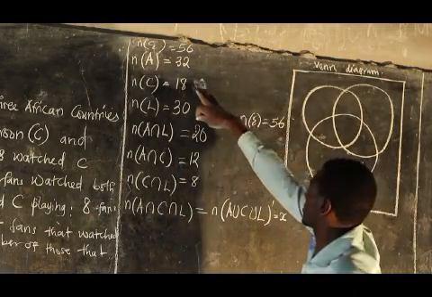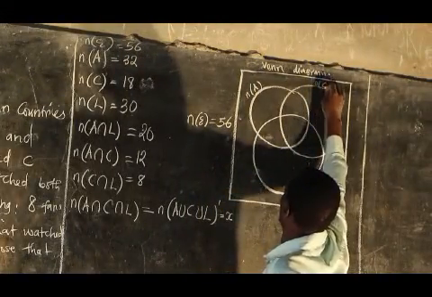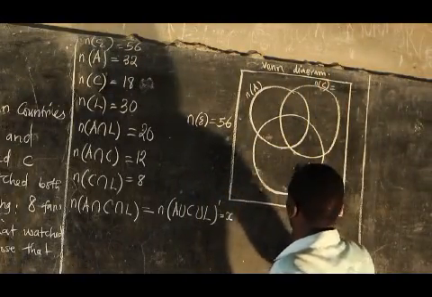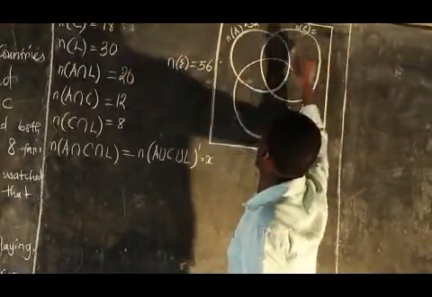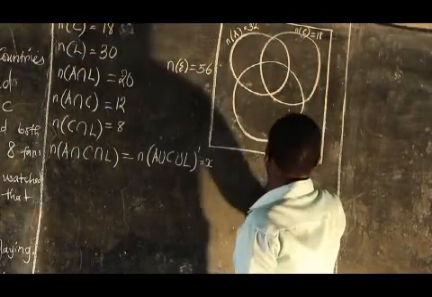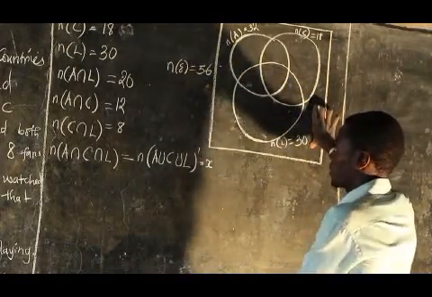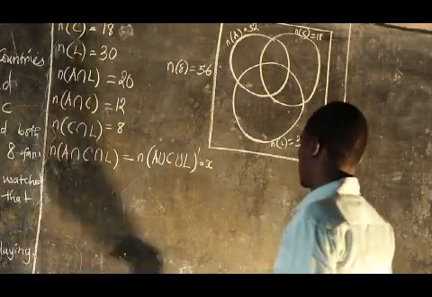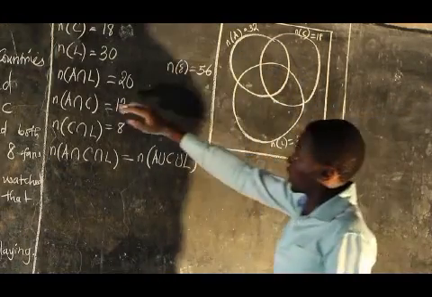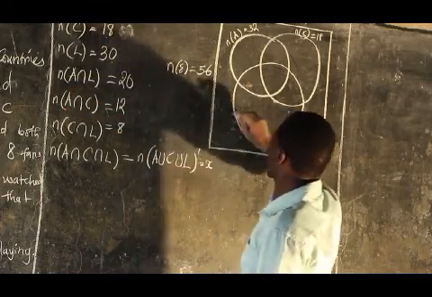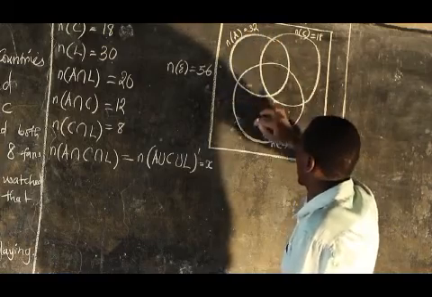Now we're going to bring this information. Let us name this one A, this one C, and this one L. For A, they are 32. For C, they are 18. And for L, they are equal to 30. We are representing every information given there on a Venn diagram. Hope we are following. Now from there, we are going to come to this intersection. It means that A intersection L is this section which combines A and L, this one.